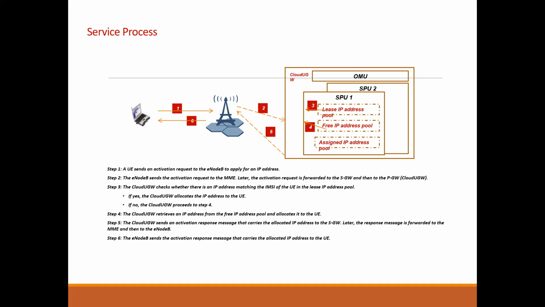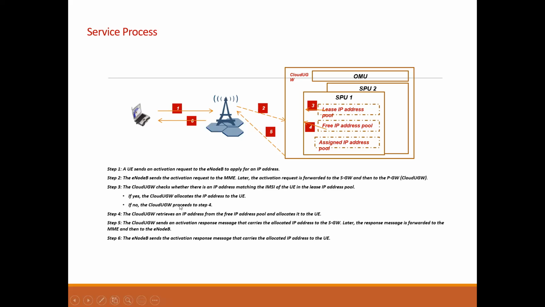Okay, so this is an example. UE sends an activation request, node will apply for an IP address. Node B sends the request to MME, later the request goes to SGW and PGW. This thing we already discussed. It checks whether there's an IP address matching the MSISDN in the lease IP address pool. If your session got disconnected, but the GGSN is reserving that IP, it reserves that IP in the lease IP pool. So it is going to check whether this MSISDN has any IP address in the lease. If it has that in the lease IP pool, it is going to assign you that same IP address, which will result in you getting the same original IP address.